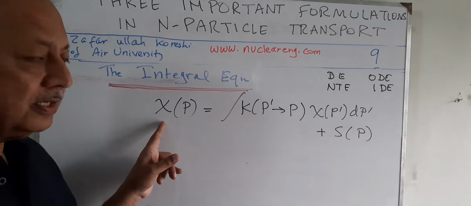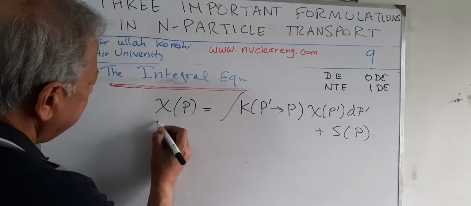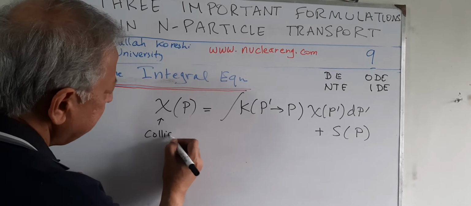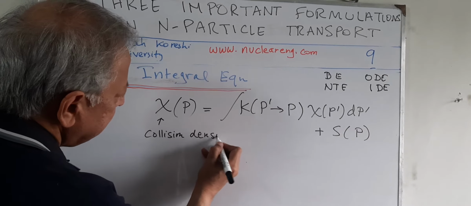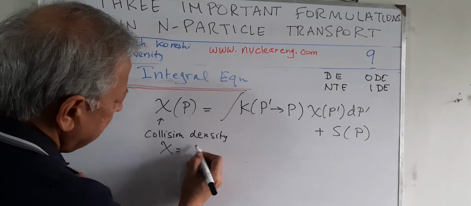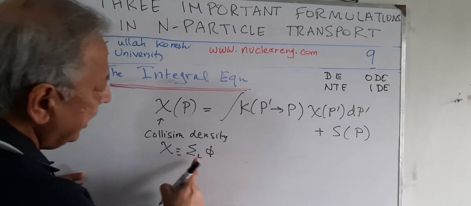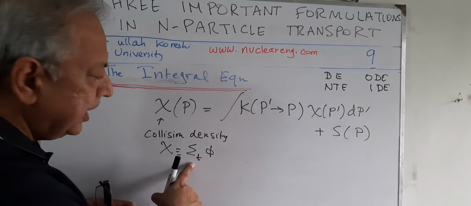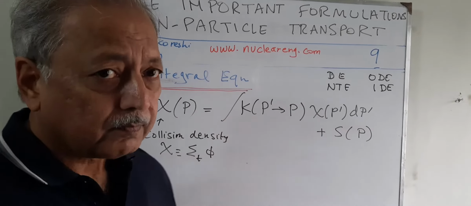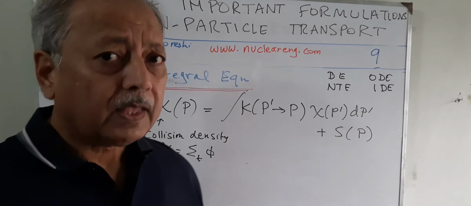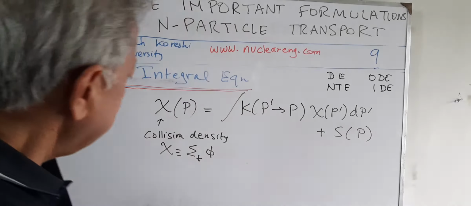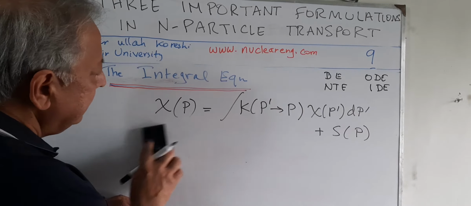Now look at this simple, elegant, beautiful equation. It says that a quantity which, let me just define this as the collision density. Now collision density is, by definition, sigma t times phi, the total cross section multiplied by the flux. When you integrate this over the volume, you get the total number of interactions per cubic centimeter per second, integrated over volume. So it gives you the rate of interactions.